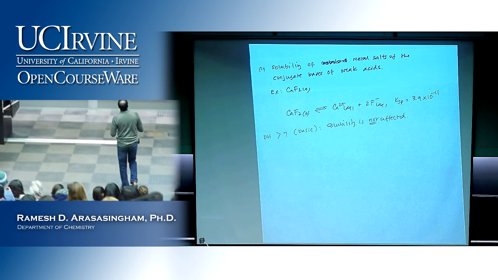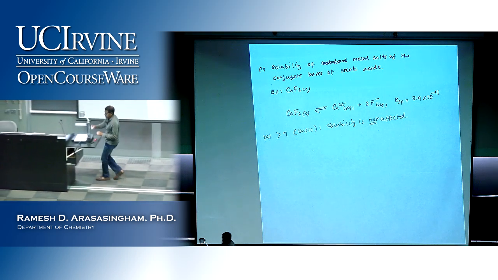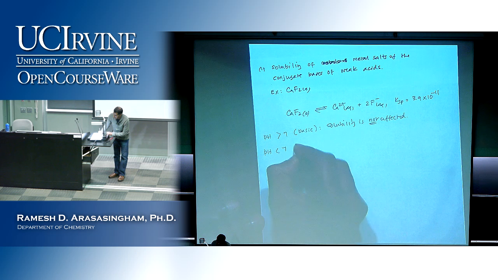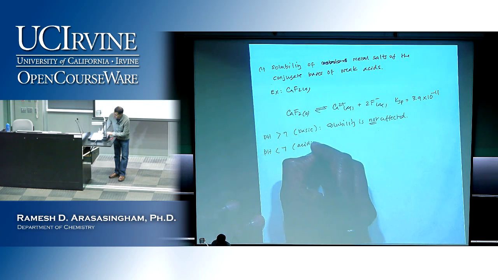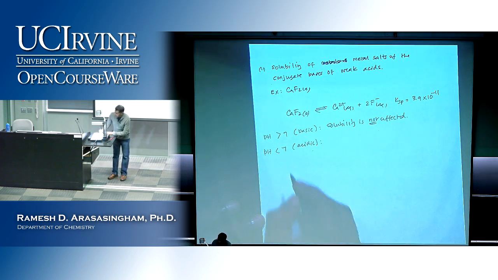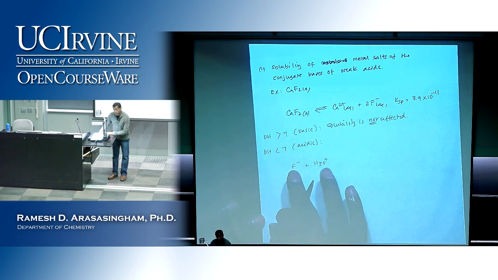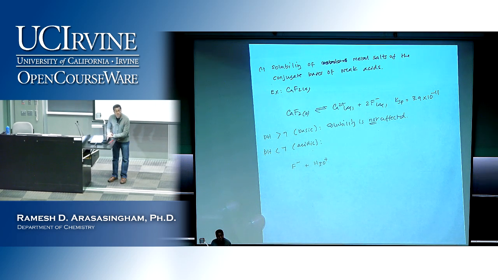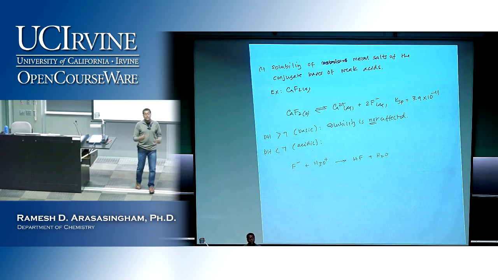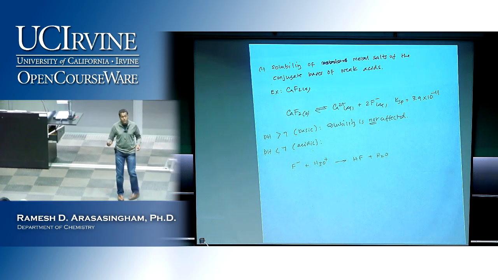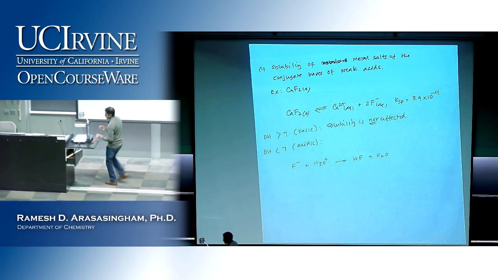But if I make the solution acidic, if the pH is less than 7, now it's acidic. What happens is that the F minus is a weak base, and in acidic solution, it's going to combine. Remember, bases and acids in large amounts cannot coexist, and so this will give you HF plus H2O. All right? So you can see that in this case, because you have this reaction taking place, you're essentially removing the fluoride ions from the solution, therefore solubility increases.